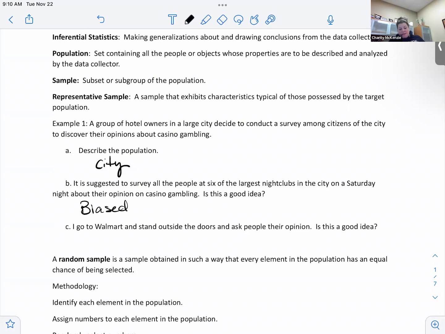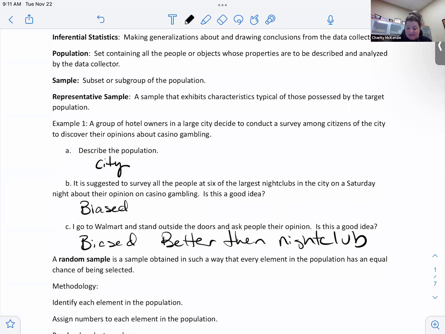Okay. I go to Walmart. I stand outside the doors and I ask people their opinion. Is that a good idea? So instead of being at the nightclub where people probably like gambling more, I'm at Walmart, right? Definitely better. But is it good? Does everybody shop at Walmart? Sheridan, probably, but does everybody in general in a large city shop at Walmart? No, it's not an equal chance for anyone in the city to be at that Walmart or to be at that nightclub. So it's not a real good setup. So it is biased as well, but it's still better than the nightclub.